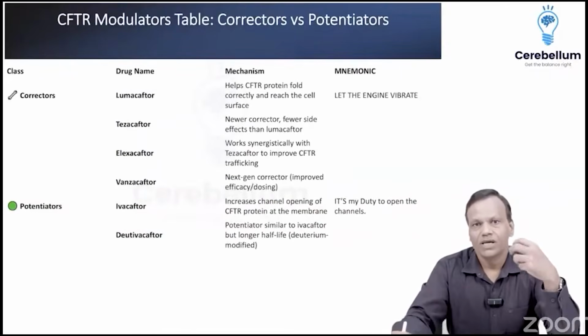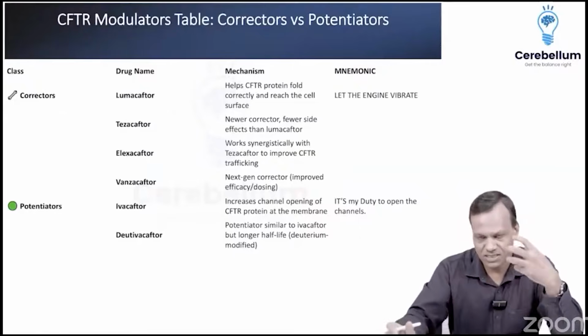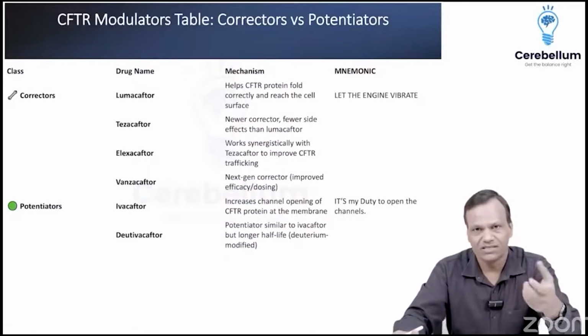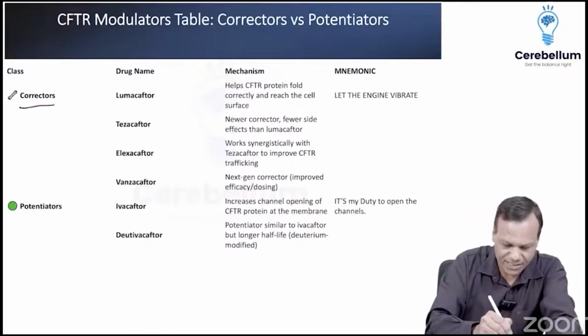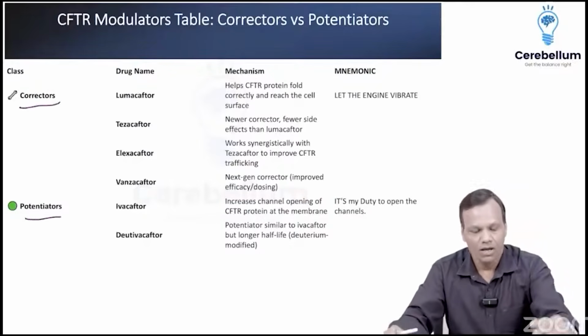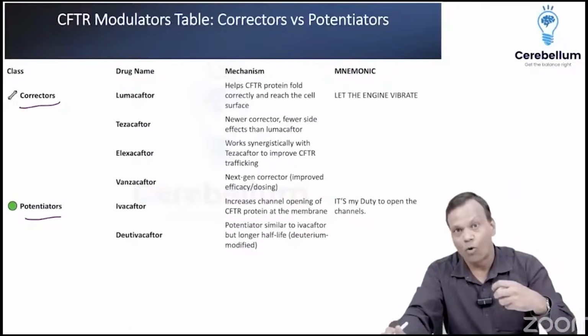The next topic is cystic fibrosis. So we have the cystic fibrosis protein. There is a defect in the protein, the chloride channel. So there are two types of drugs. One is called correctors, second is called potentiators. Correctors will correct the misfolded protein, whereas potentiators will open the channel.